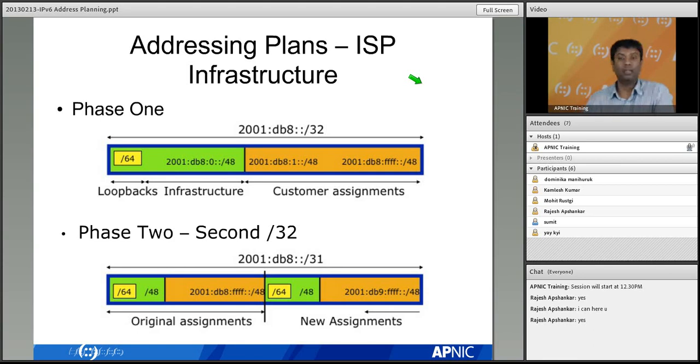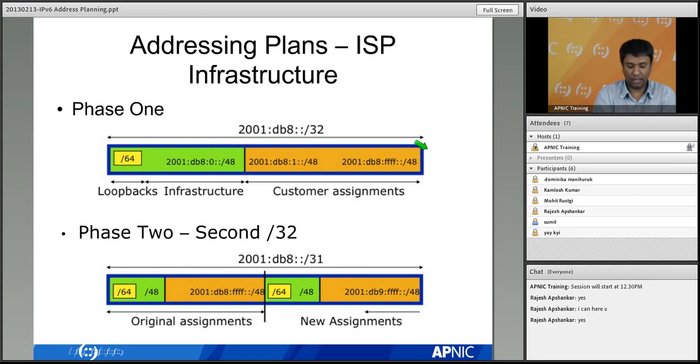That is why most service providers normally have a strict aggregation filter in the network. Okay, so the address plan for the infrastructure of an ISP, phase 1. What do you do in phase 1? You have a /32 given by the registry. What you do with that /32 is create two different parts, right?